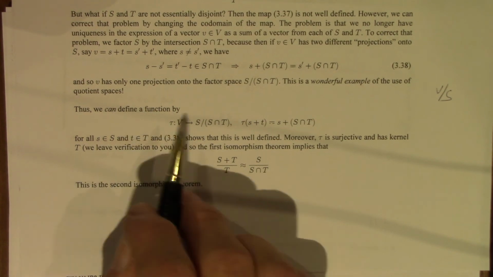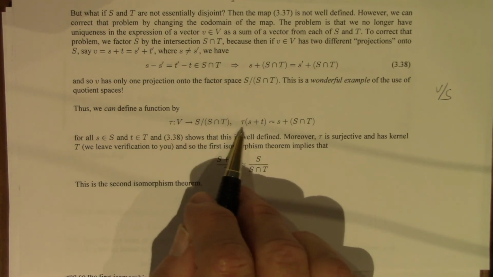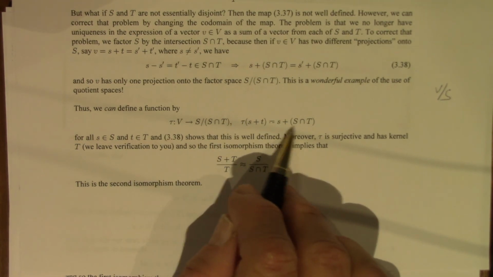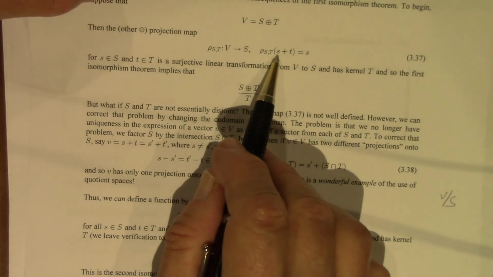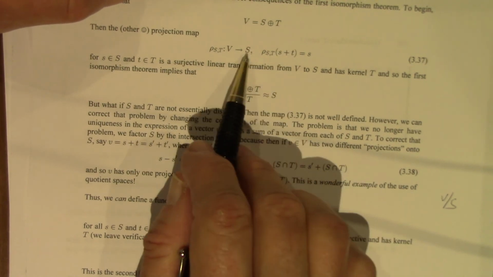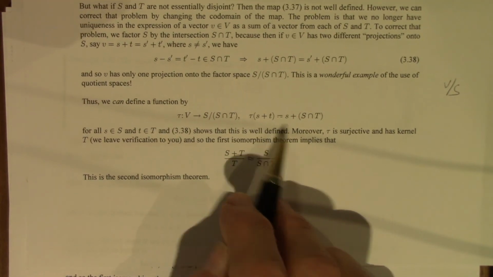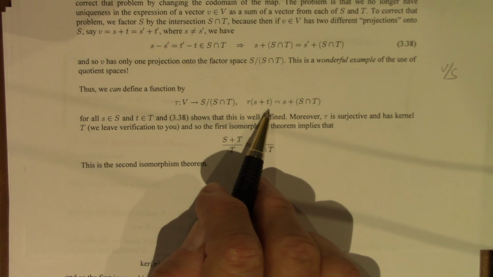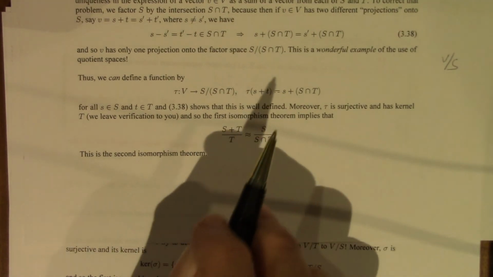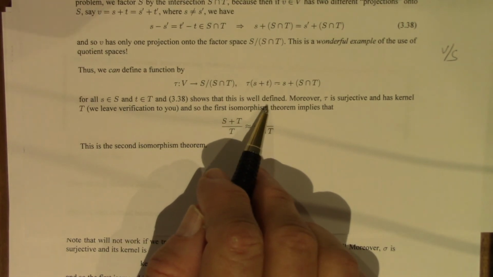So officially then we can define a map tau from V to this quotient. Tau of s plus t is s plus the intersection. So that differs from the original projection map. We're going now into quotient space. But this is now well defined. It is also surjective, and its kernel is still T, and I'm going to leave that for you to verify.